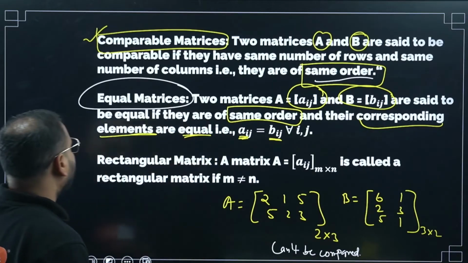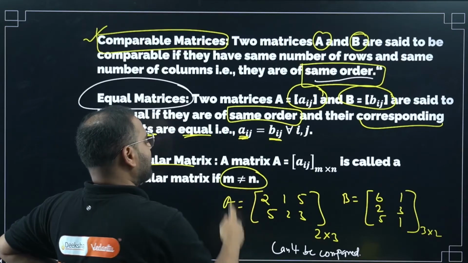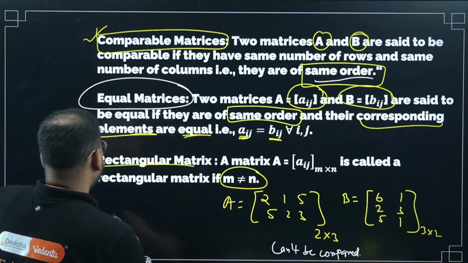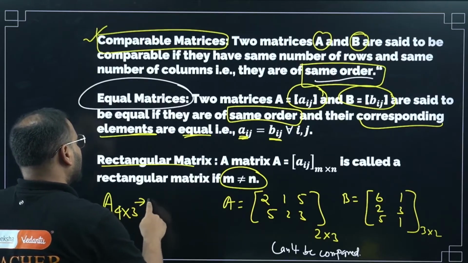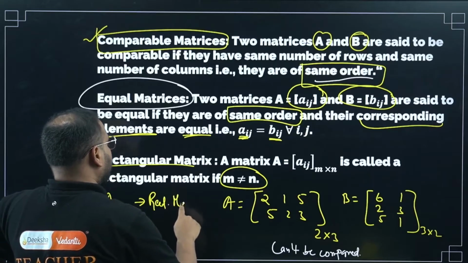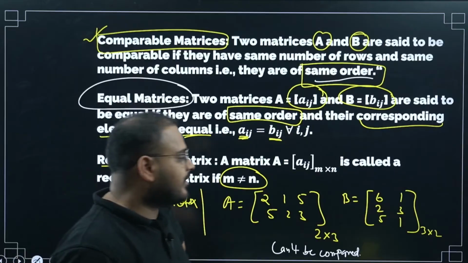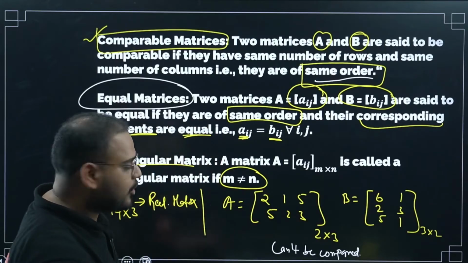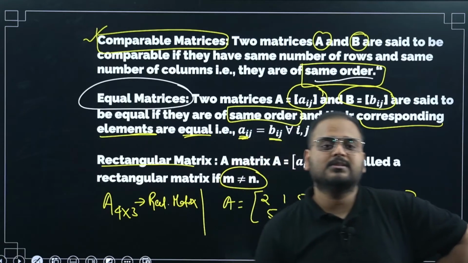Rectangular matrix: when order is not equal. We did a matrix A of 4 cross 3. This is an example of what? Rectangular matrix. Whenever it is equal, it is a square matrix. If not equal or unequal, it's a rectangular matrix. I hope this is clear.